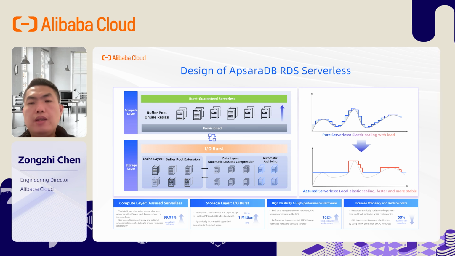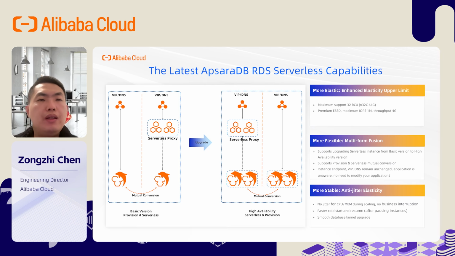We upgrade the pure service to the isolate service. In the isolate service, we can confirm that 99% of instances scale up in the local machine. We achieve this by reserving some CPU and some memory on our local machine. And we can confirm the local elastic scaling is faster and more stable. So the latest part of the ApsaraDB RDS service capability is more elastic, with an enhanced elasticity upper limit. This is the latest ApsaraDB RDS service capability.